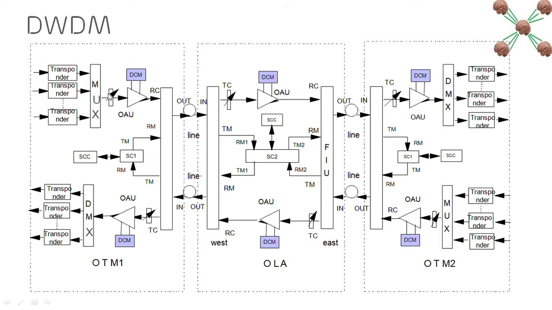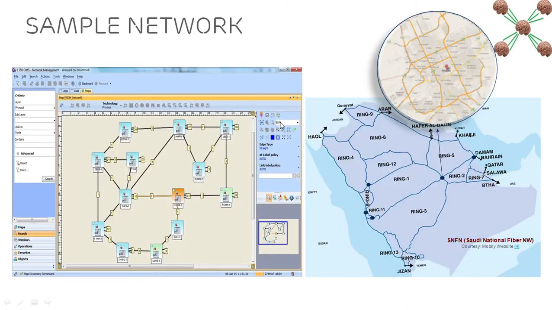Technically you can say that this is one side or one direction, and this is the other direction, but the working is exactly the same. You take the channels, you multiplex them, you amplify them as per requirement, and then you demultiplex on the other side. So this is the working of a DWDM system.